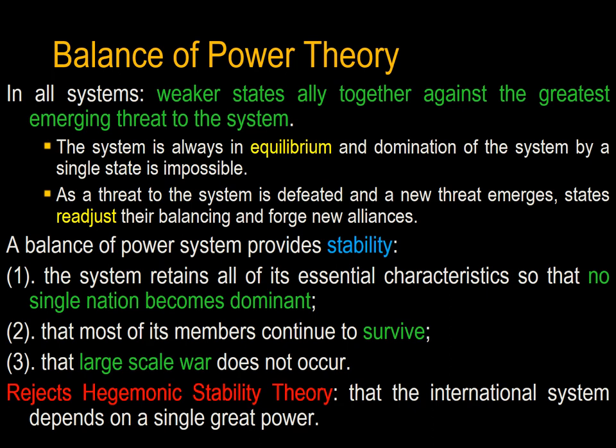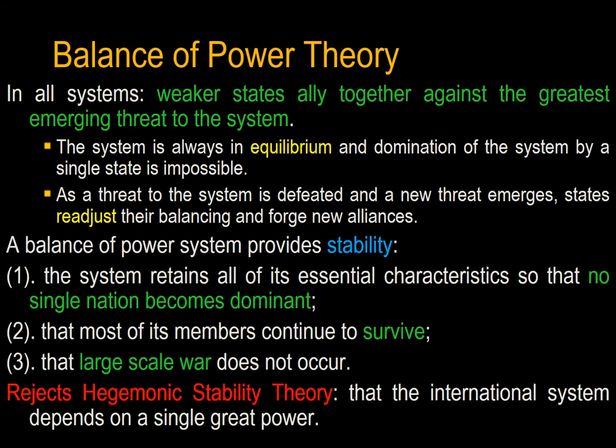Now, in the traditional balance of power theory, we have an argument that in all systems, there's a general tendency for the weaker states to get together and ally together against the greatest emerging threat to the system. Therefore, the system is always in equilibrium, and domination of the system by a single state is impossible. As a threat to the system is defeated and declines, and a new threat emerges, states will then readjust their balancing and forge new alliances. We can see this, of course, with the end of the Cold War and the decline of Russia and the rise of China. We can see countries changing their alignments as a consequence.